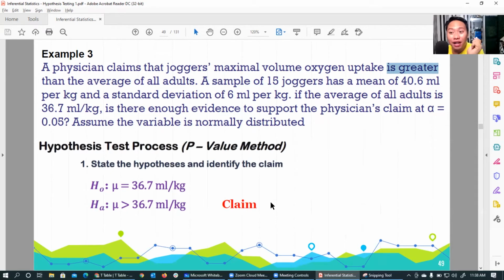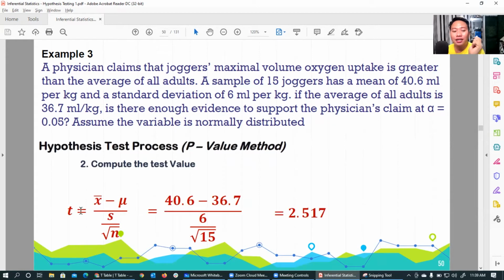So let's go to the p-value method, looking for the test statistic. So here, this is the formula because this is a t-test. The sample mean is 40.6. The population mean is 36.7. The standard deviation of the sample is 6. And the sample size is 15 joggers. So that's what you see here. If we're going to simplify this using your calculator, the answer is 2.517, or you can say 2.52. Can you confirm it on your calculator, please? If we have the same answer.